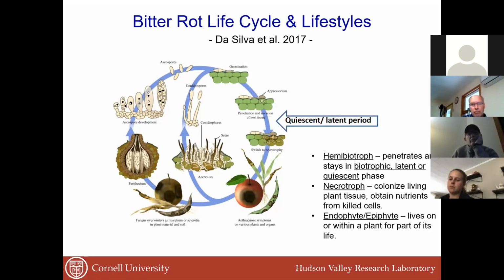Pathogen survives as mycelium in the branches and cankers, and also it can survive on the fruit mummies that are present in the canopy and also on the ground, on the floor of the orchard.